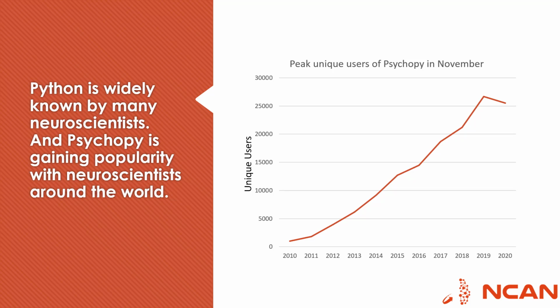Another reason why we want to use PsychoPy is that it's being increasingly used by neuroscientists. PsychoPy is gaining popularity with neuroscientists around the world. You can see in the month of November, we've gone from 2,000 users in 2010 to nearly 27,000 users in 2019.